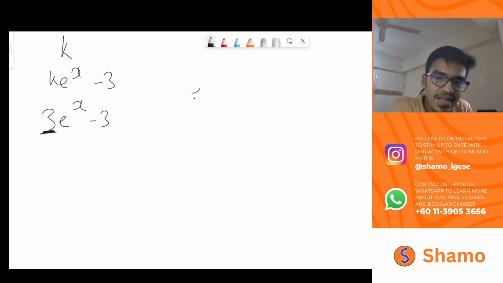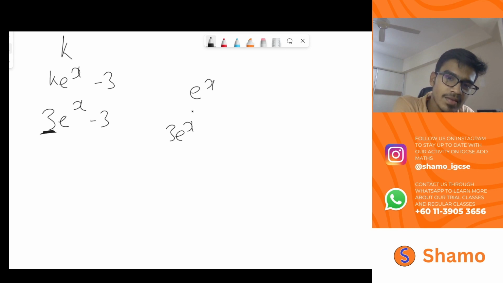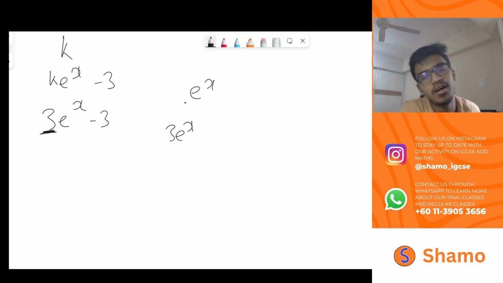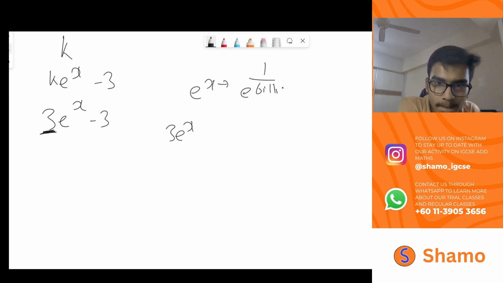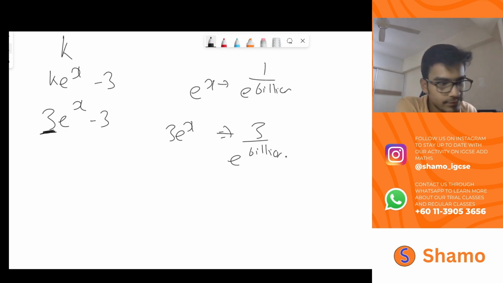Think about it. If it's e power x and 3e power x, sure, the steepness of the graph will be different. But do you think the asymptote will be affected? Suppose x is a large negative value again, so it's 1 over e power billion. That's very close to 0. This will just be 3 over e to the power billion. This will also be a very small value. It will be almost equal to 0.